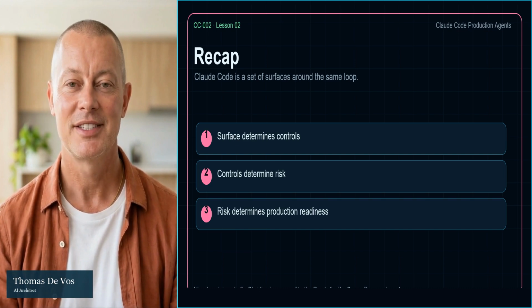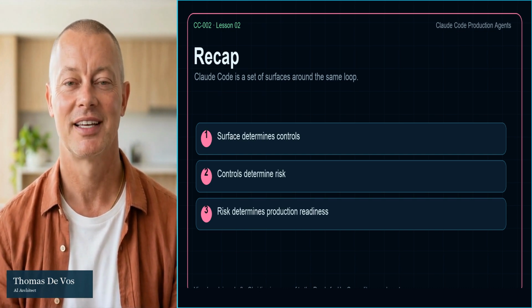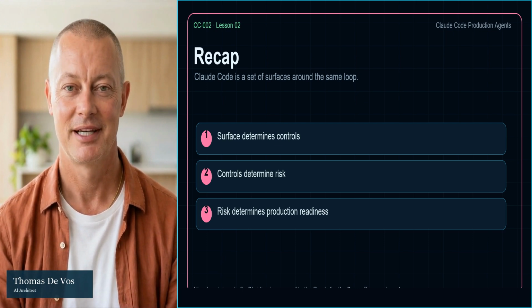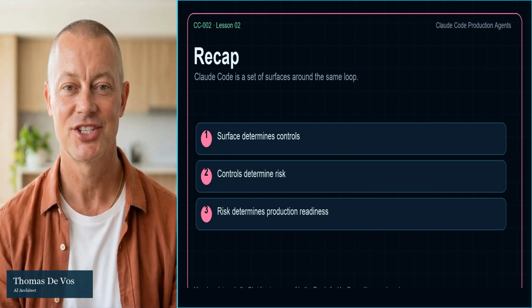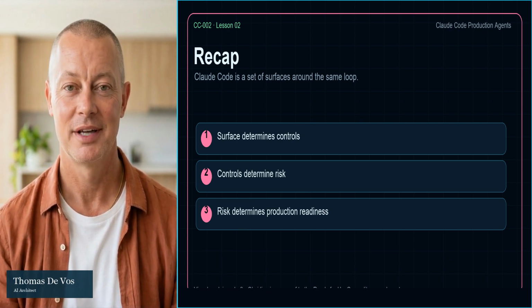A workflow that is safe in a developer's terminal may be wrong for Slack. A workflow that is useful in an IDE may need GitHub Actions before it becomes repeatable. Production AI is not only about the model, it is about where the work happens.